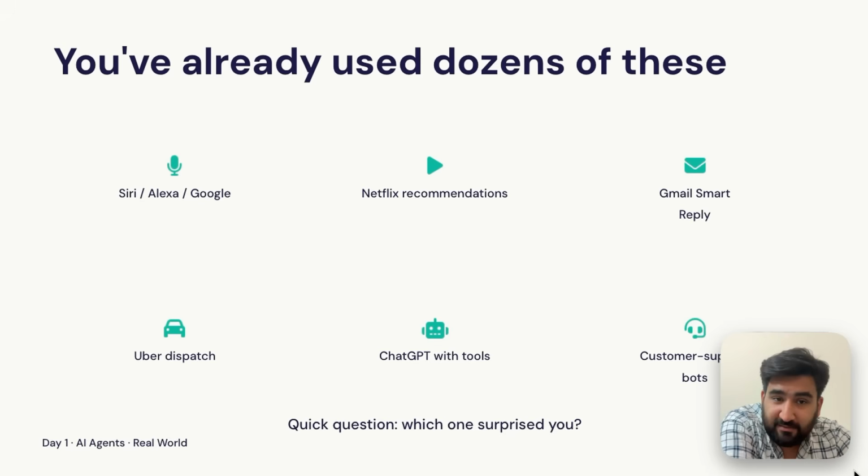All right. Yes, that's exactly the answer. They are everywhere. You have been living surrounded by agents for years now. You just did not have a name for them. Now you do. Siri, Alexa, Google, Netflix, Gmail Smart Reply, Uber Dispatch, ChatGPT tools, customer support chatbots, they are all agents. It's a little bit annoying actually that this was so simple, this was always here, and I've been using them every day in every possible way, and suddenly it becomes a new thing to learn.